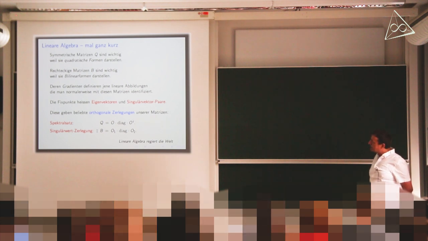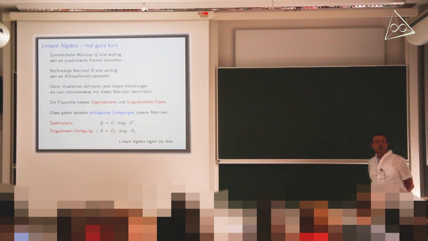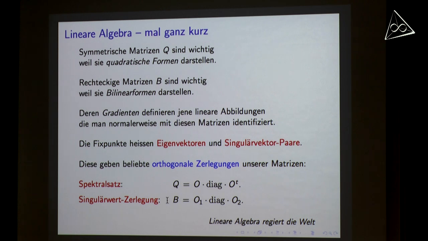Now the linear maps that we usually associate with these matrices can be thought of in terms of the gradients of these expressions. So the quadratic form Q has a gradient vector, so does the bilinear form. These gradient vectors have linear form entries, and the linear maps represented by these matrices are the linear maps that you're familiar with. We're interested in the fixed points of these linear maps up to scale, and in the first case, we call them the eigenvectors of a symmetric matrix. And the second case, we call them the singular vector pairs of a rectangular matrix.